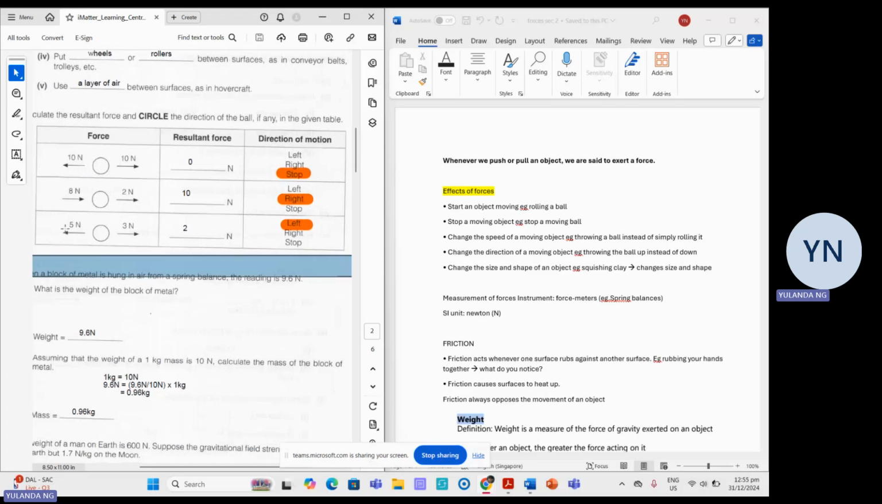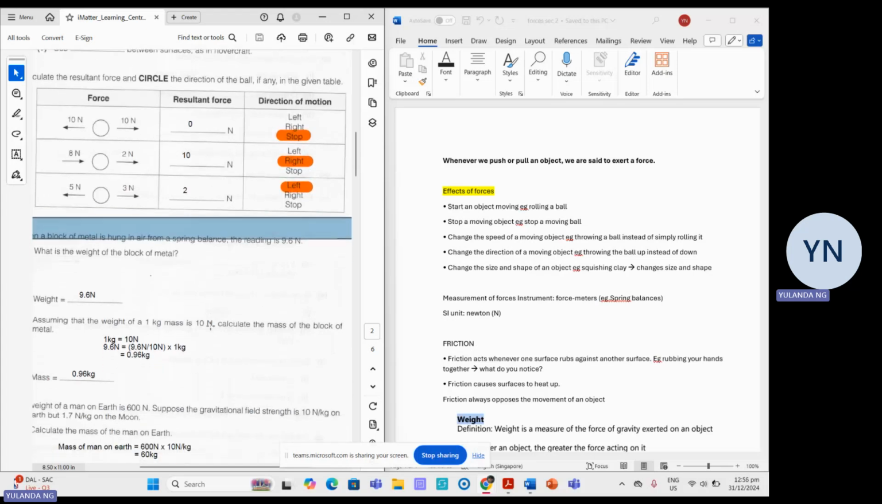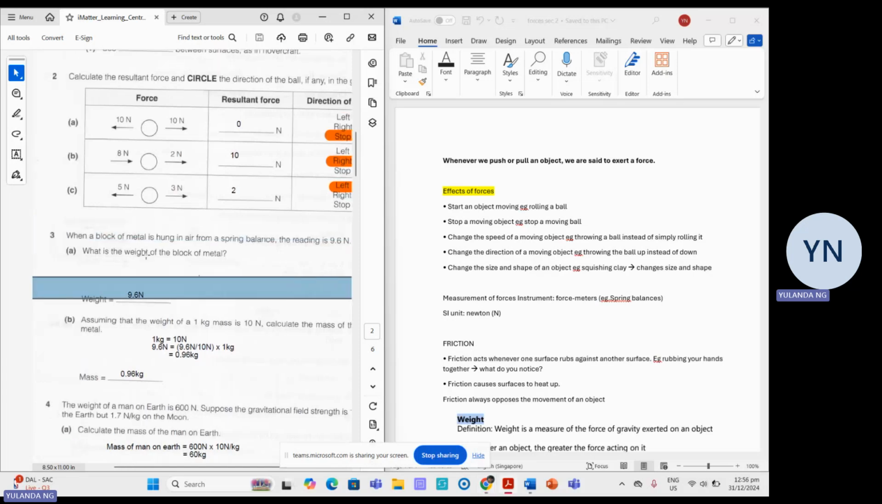Now let's look at this. We have 5 newtons to the left and 3 newtons to the right. Which one is the greater force? It will be to the left. Why? Because left is 5 newtons, right is 3 newtons. So when I minus both of them, it will give you 2 newtons. Where is the force greater? It's at the left side, so it will move to the left overall. Okay, let's try the next question.